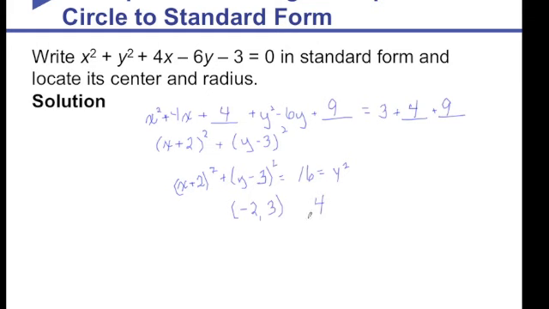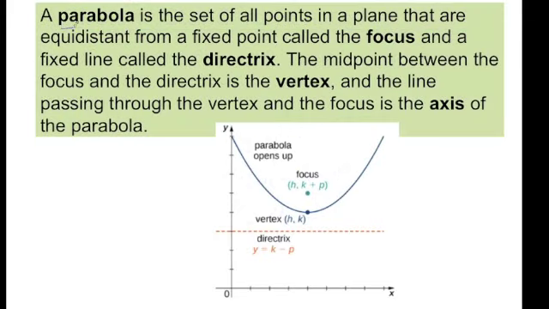Next, we'll switch to the parabola. A parabola is the set of all the points in a plane that are an equal distance from a fixed point called the focus and a fixed line called the directrix. Now this is a different definition of a parabola than we've had before. The midpoint between the focus and the directrix is called the vertex. Here we're talking about the same vertex we did with quadratic equations.